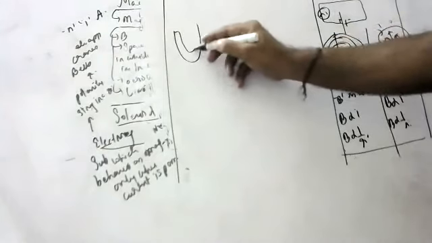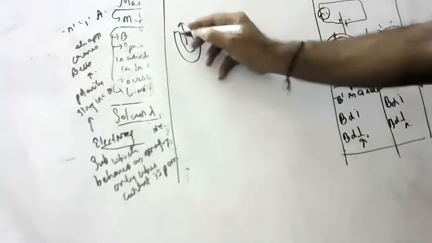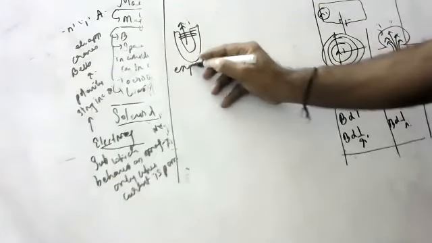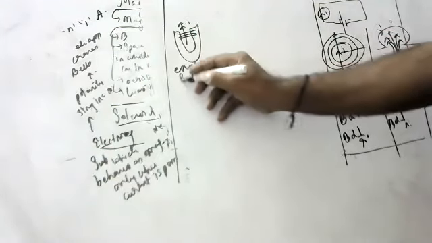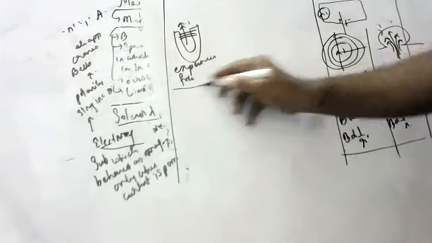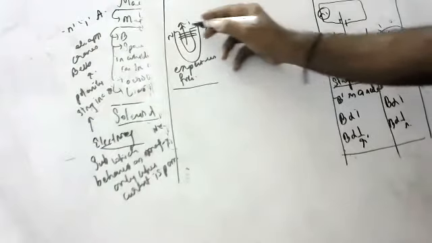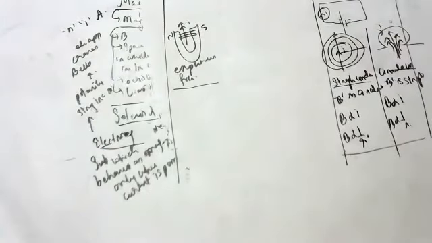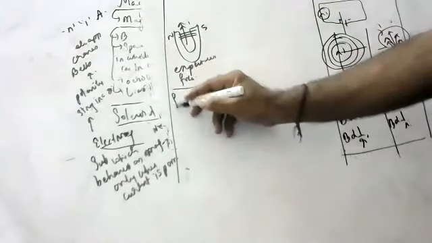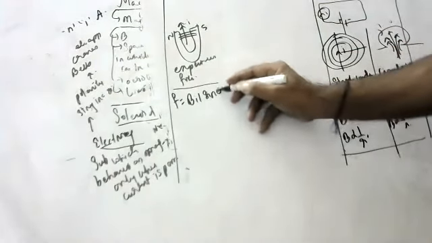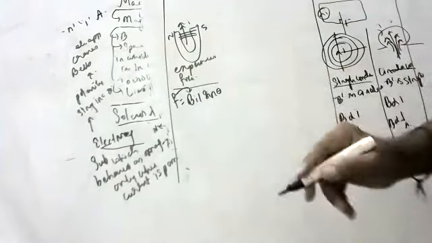Next, whenever a current carrying conductor is kept in a magnetic field, it experiences force. See, children, when a current carrying conductor is kept between the north and south of a horseshoe magnet, it experiences force. The force experienced by a current carrying conductor is directly proportional to the strength of the magnet.